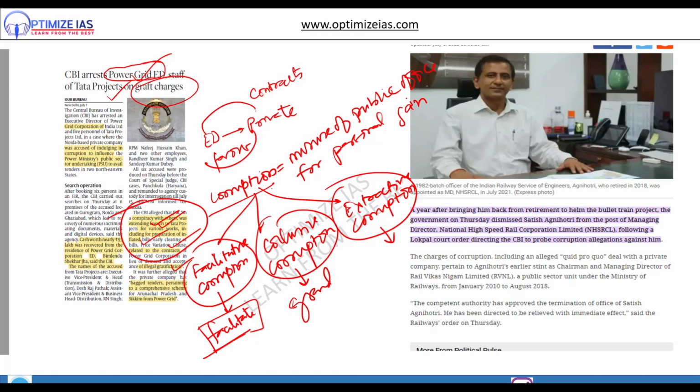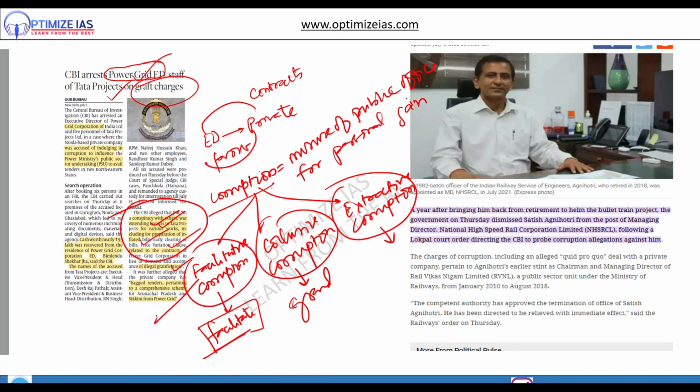Okay, guys. So how to tackle corruption? If the question is how can we tackle corruption, there are different ways to tackle facilitative corruption, different ways to tackle collusive corruption, and different ways to tackle extractive corruption. For example, facilitative corruption can easily be tackled by improving the government system. If the government system is transparent, if it is simple, obviously there is no need of facilitative corruption.